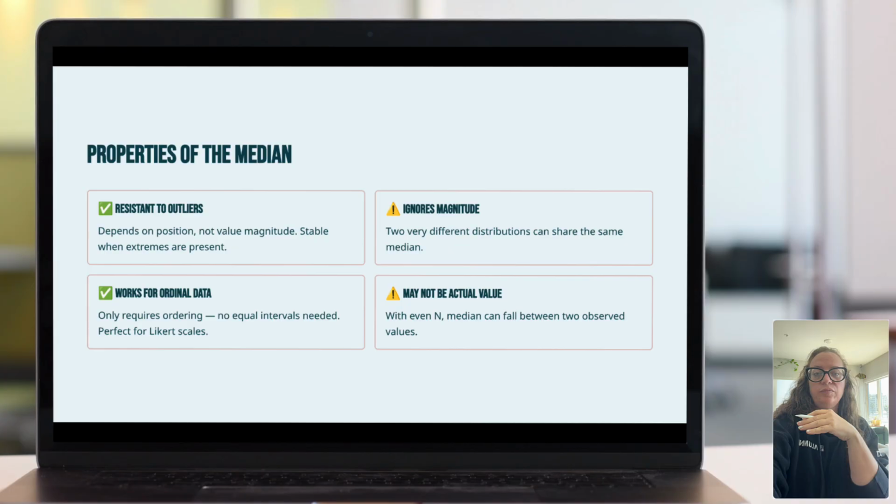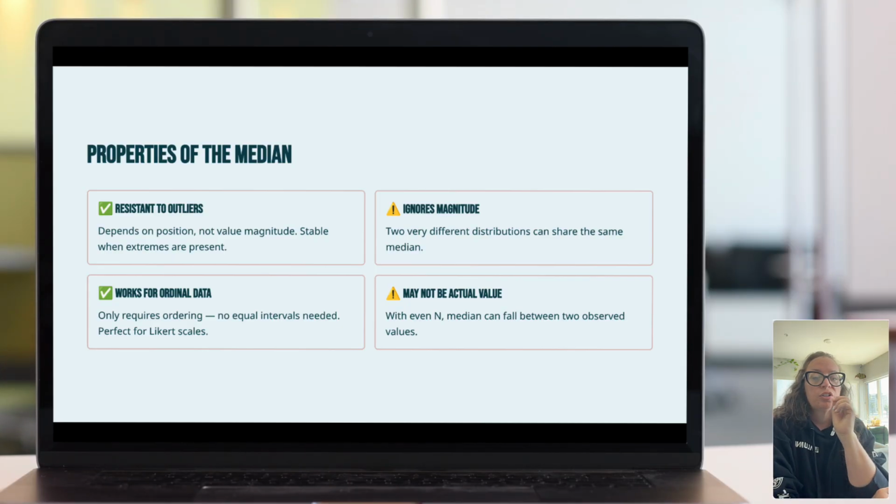Okay. Like the mean, the median can fall between two values. So it doesn't have to be an actual value that you've collected. When you have an even number of observations, not the odd, a median of 7.5 might not appear in your actual data, and that's fine. It still represents the center.